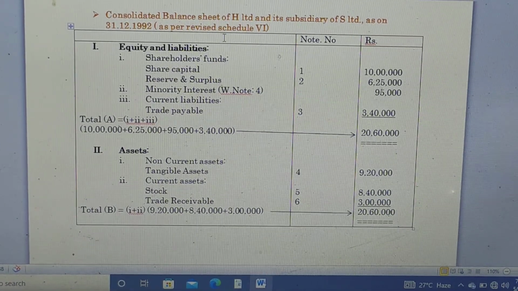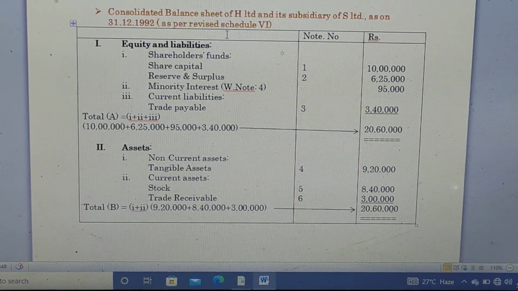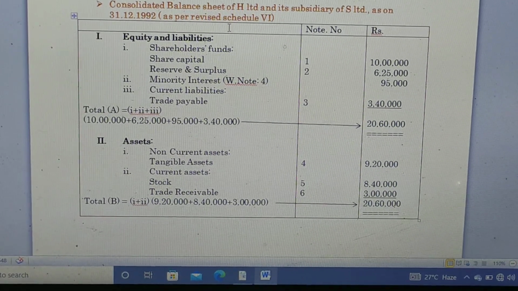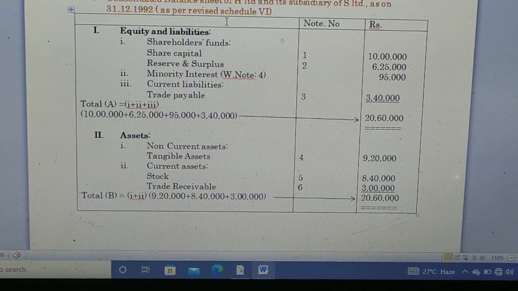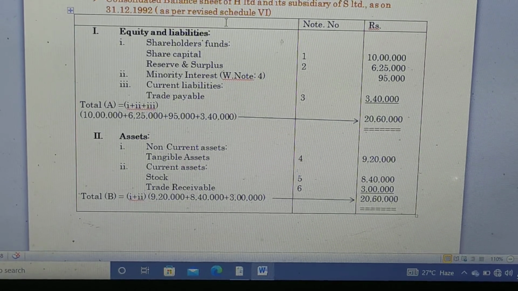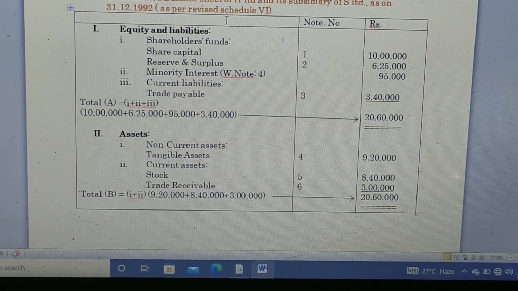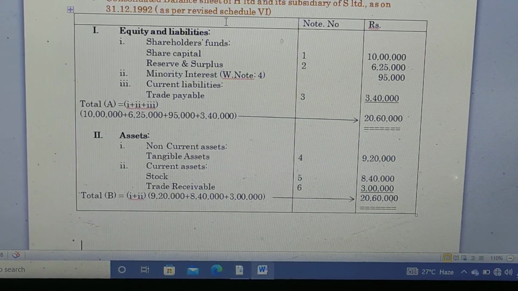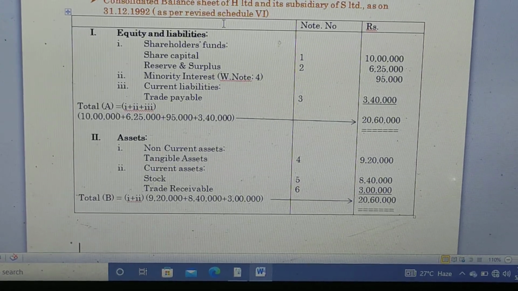Then we have to prepare the assets, that is Roman letter 2. Under the assets, the first one is non-current assets. Under the non-current assets we have to mention tangible assets, that is note number 4 heading, and note number 4 total is 9,20,000. And we have to mention the current assets. Under the current assets, stock, that is note number 5th heading, and note number 5th total is 8,40,000. And we have to mention trade receivable, that is note number 6th heading, and note number 6th total is 3 lakhs.